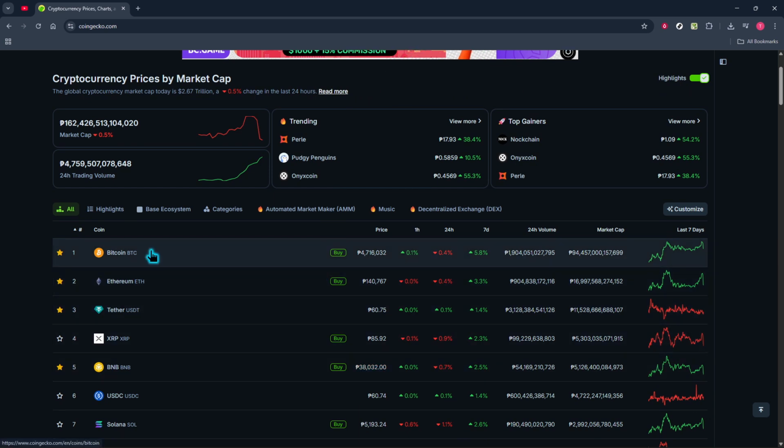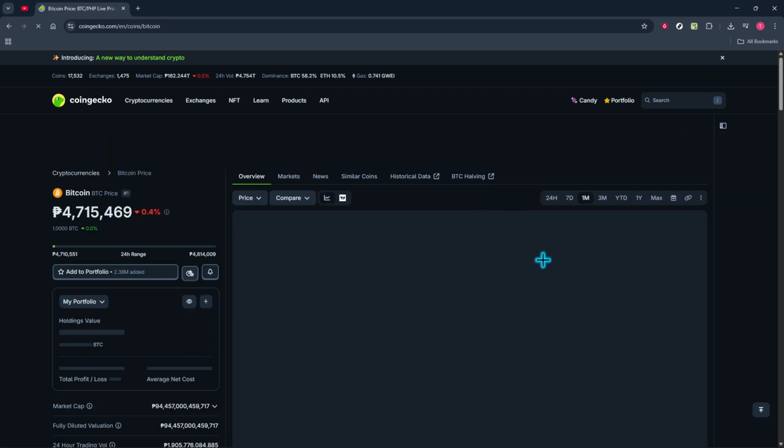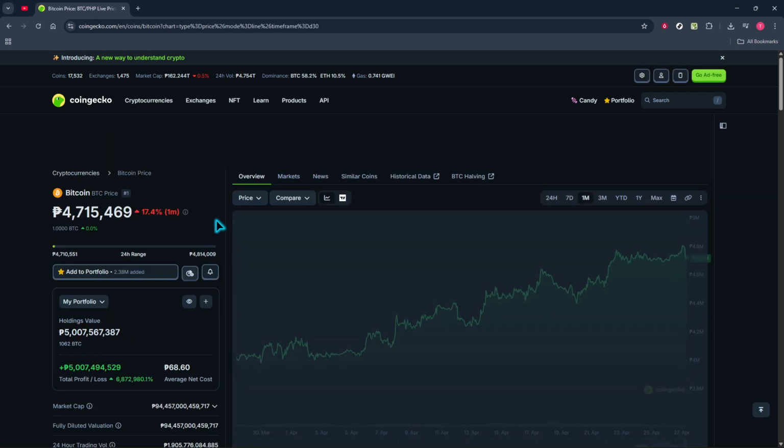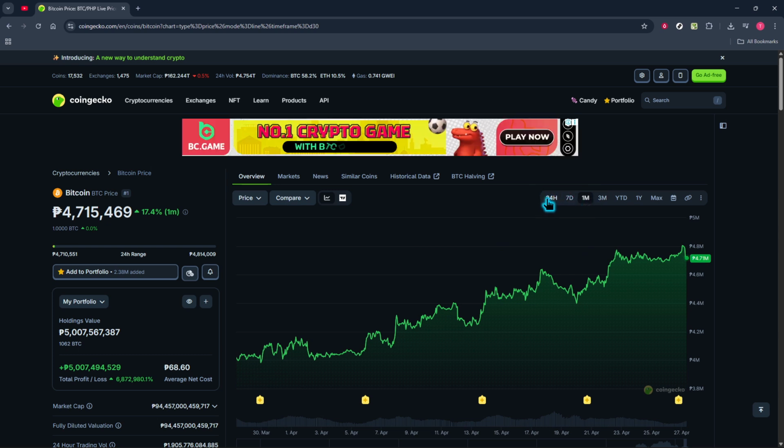Scroll until you reach the price chart. That's your control center for everything we're about to do. First, adjust the time frame. You'll see tabs like 24H, 7D, 1M, 3M, 1Y, and Max. The 24H view shows short-term movement, great for intraday swings.